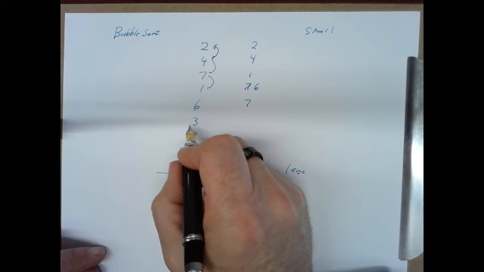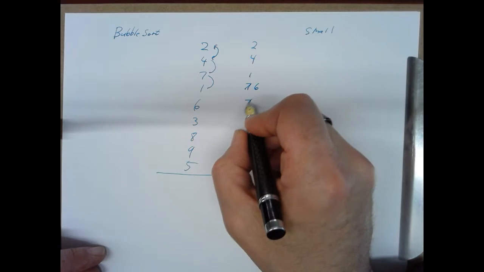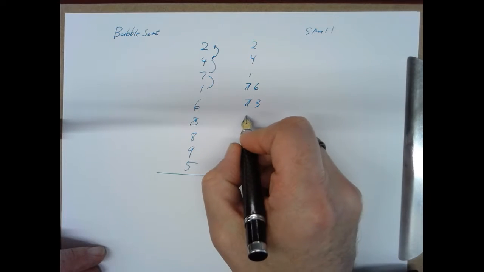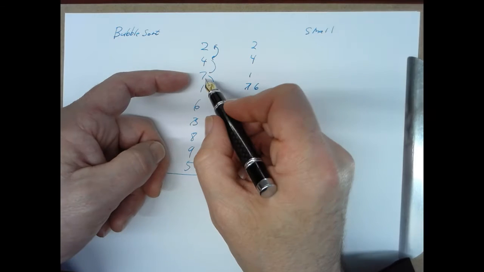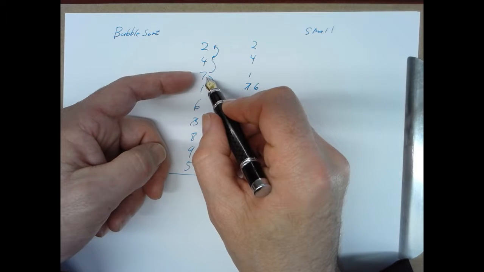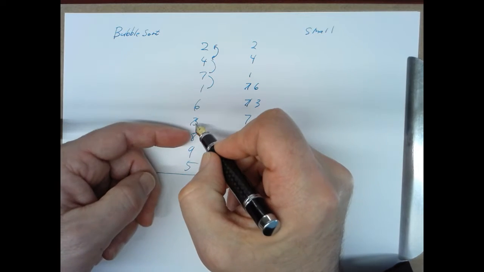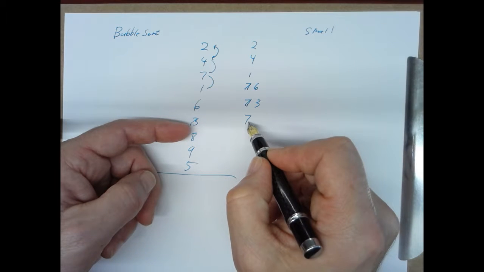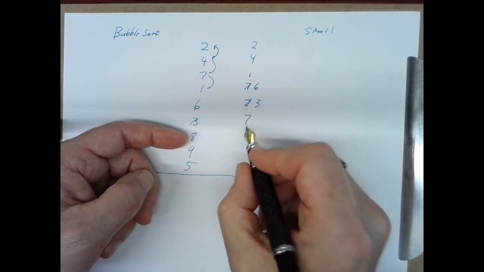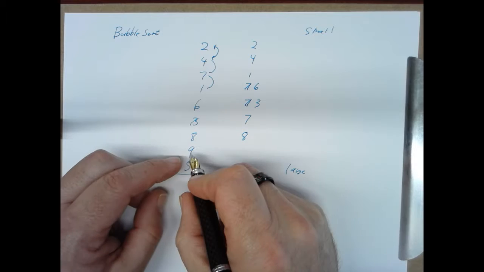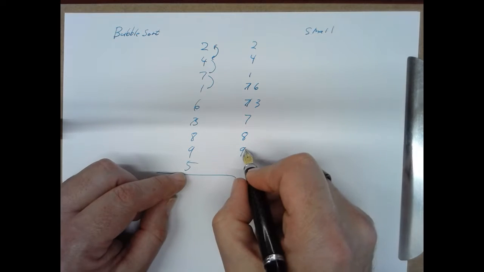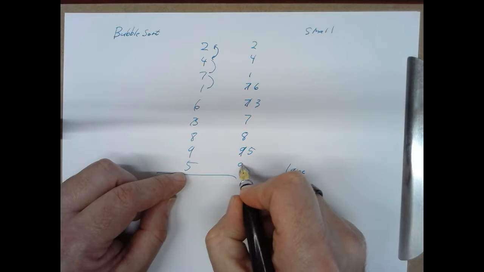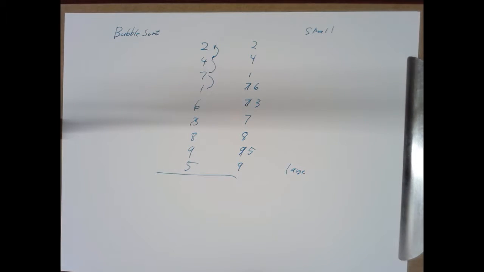And now we compare the 7 to the 3, and those are in the wrong order. So we put the 3 here and the 7 down here. And what just happened, the 7 kind of like dropped down past the 1, past the 6, past the 3 to this location. 7 is smaller than 8, so that's fine. 8 is smaller than 9, that's fine. But 9 is bigger than 5. So swap that, and now the 9's at the bottom.